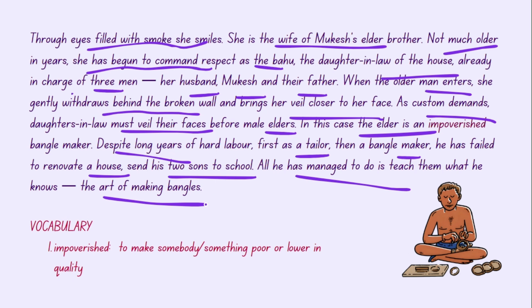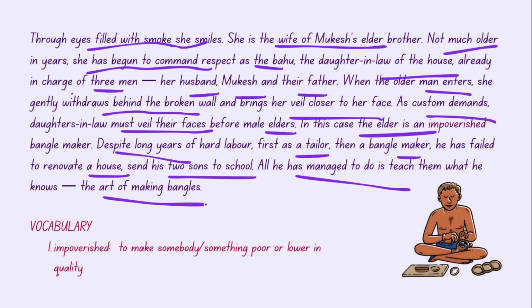Now, since she's cooking on a firewood stove, her eyes are filled with smoke that is coming out of the firewood that is burning. Through that, she smiles at the author. She is introduced as the wife of Mukesh's elder brother, who is not much older than Mukesh. So the girl is also a very young girl, but even at that young tender age, she is known as the Bahu of that household.